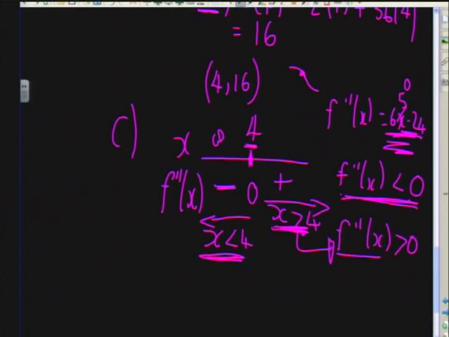What we've got is that for all values of x less than 4, your function is concave down. For all values of x greater than 4, your function is concave up. All right, so we're looking at something like I've drawn there. The concavity is changing, so it was concave down and then it becomes concave up.